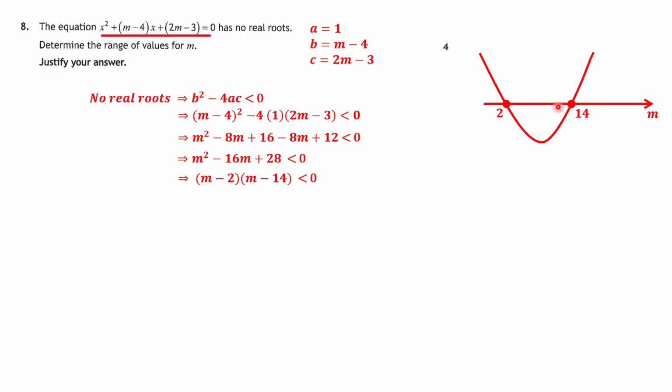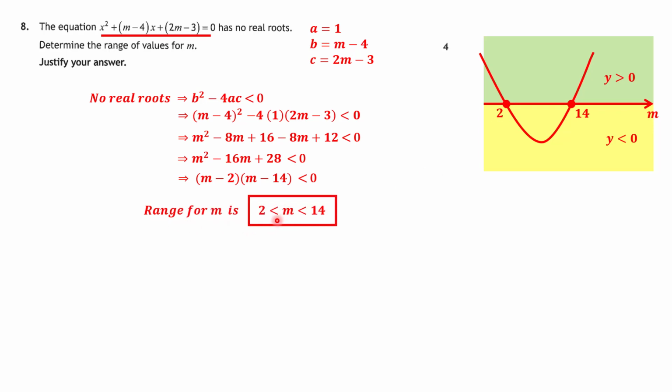Now above this m line and below this m line we have positive and negative values. In the green part the y coordinate is bigger than 0, and below this line y is less than 0. Now we want it to be less than 0, so we want this curve to be in the yellow part of my diagram here. So that means the range for m will be m is greater than 2 but less than 14. And that's 4 marks for that question.